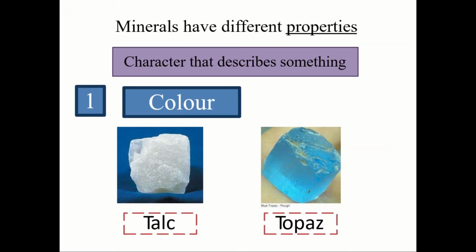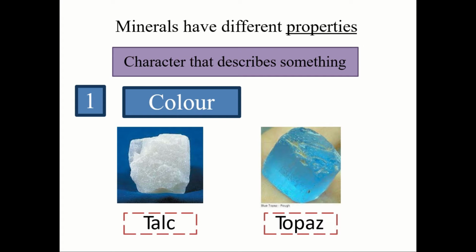So minerals have different properties. When we say property, it's a character that describes something. The first property that we're going to talk about is color. It's in British spelling, but color, the same. In US, it's COLOR. In British, it's COLOUR. Anyways, it's color. As you can see, we have 2 minerals here.